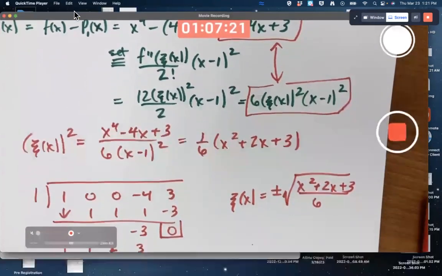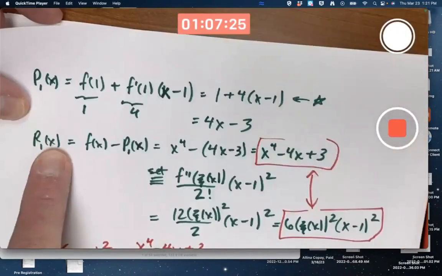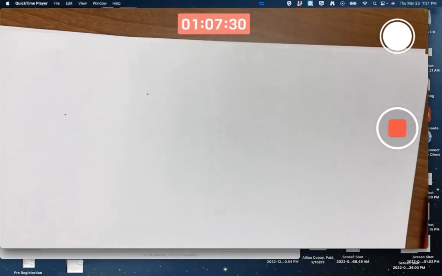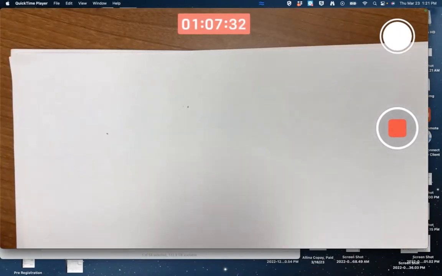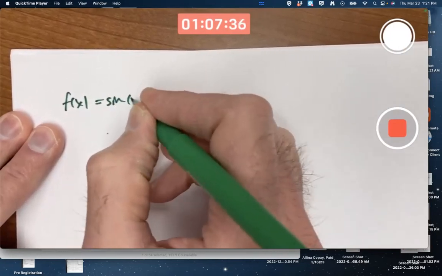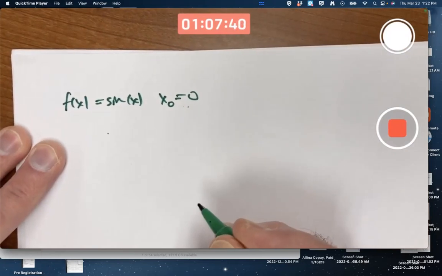Last example today. I could go on and do higher degree things as well. Same ideas would apply. Last example today, let's do the sine function. Let f of x be sine of x. And we'll let x0 be 0 this time. It's still interesting enough.